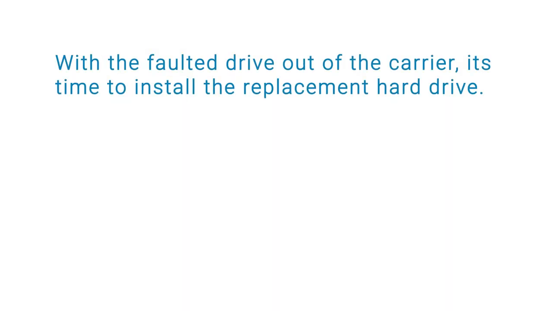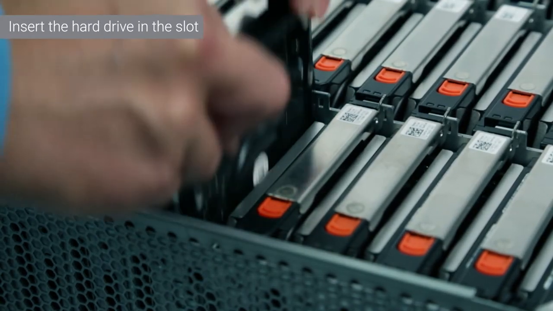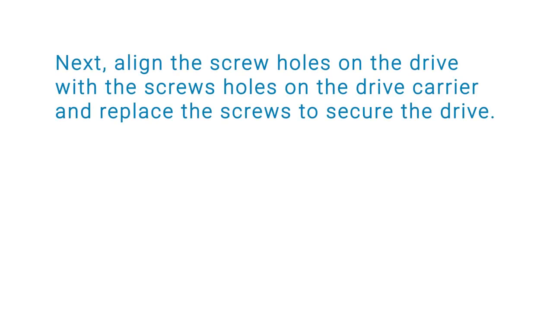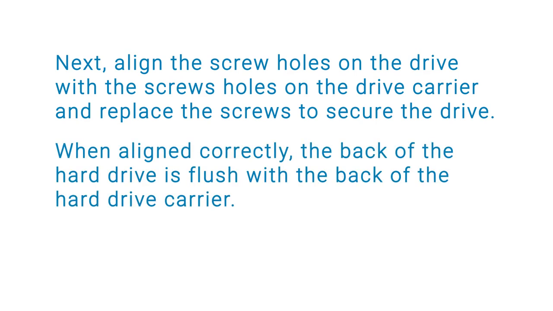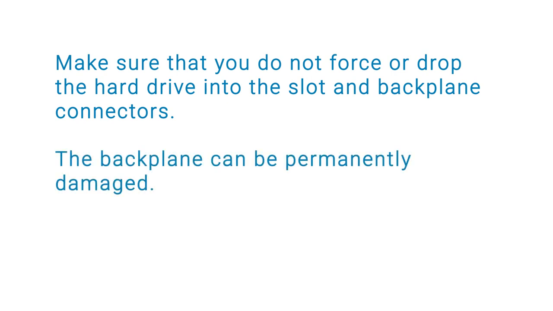With the faulted drive out of the carrier, it's time to install the replacement hard drive. Insert the drive with the connector end of the drive towards the back of the carrier. Next, align the screw holes on the drive with the screw holes on the drive carrier and replace the screws to secure the drive. When aligned correctly, the back of the hard drive is flush with the back of the hard drive carrier. Make sure that you do not force or drop the hard drive into the slot and backplane connectors. The backplane can be permanently damaged.